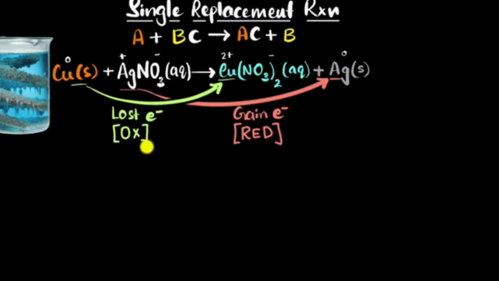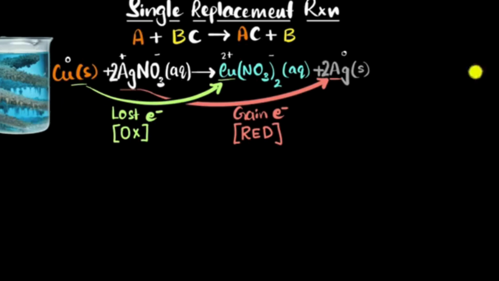But what's important is that this means single replacement reactions are all redox reactions. Anyways, before we move on, one final thing over here is that this equation is not balanced. Because there are 2 nitrate ions over here, we can balance it by putting a 2 here and then putting a 2 over here. Okay, so that's the story of what's going on over here.